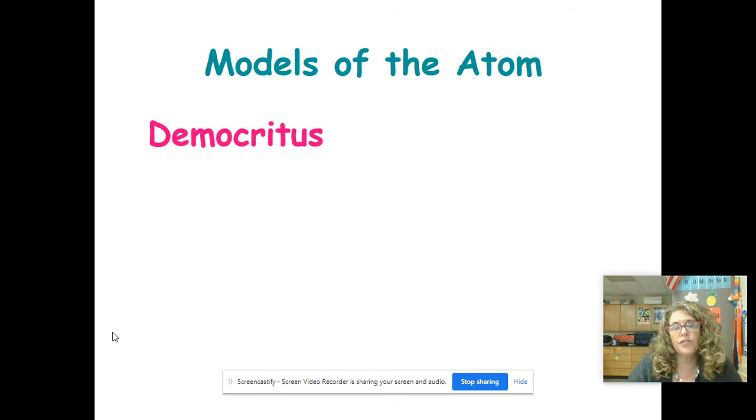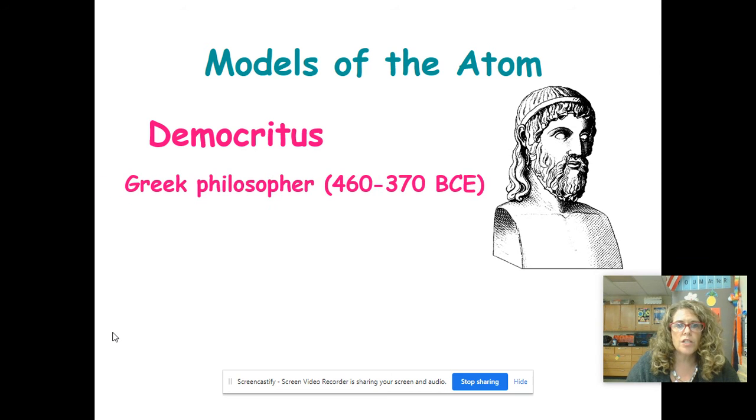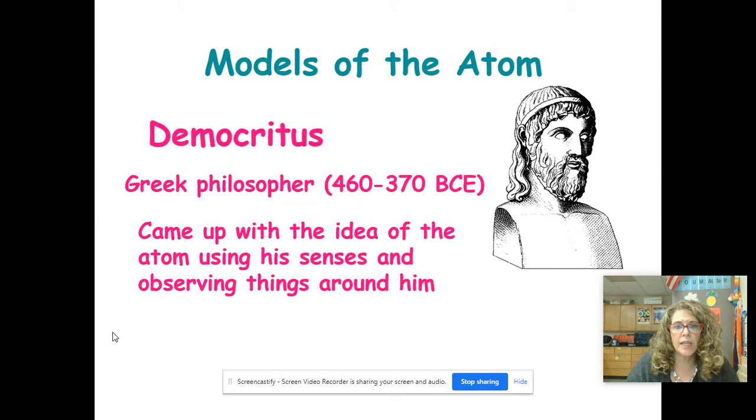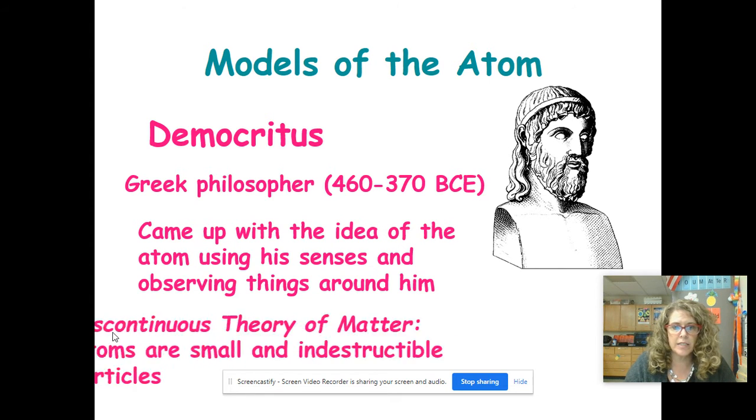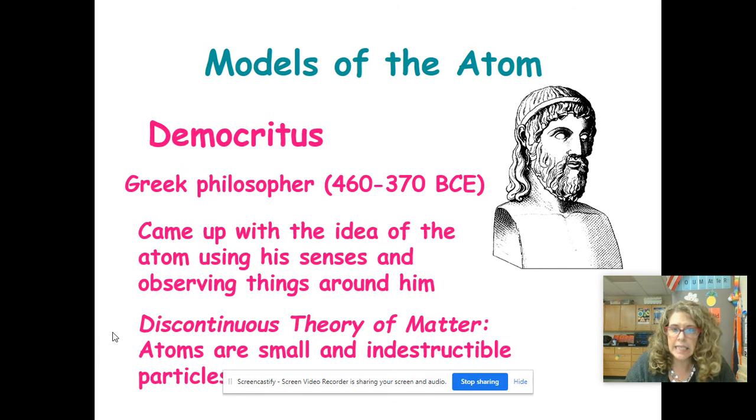So as far back as the ancient Greeks, we have Democritus, who comes up with our first real model of the atom, a representation of what an atom is. He's a Greek philosopher, and he came up with this idea of the atom using his senses and observing things around him. So he was one of those ancient Greek philosophers, such as Aristotle and Socrates. He has a discontinuous theory of matter where atoms are small and indestructible particles, and the word atomos is where the word atom comes from, which means indivisible.